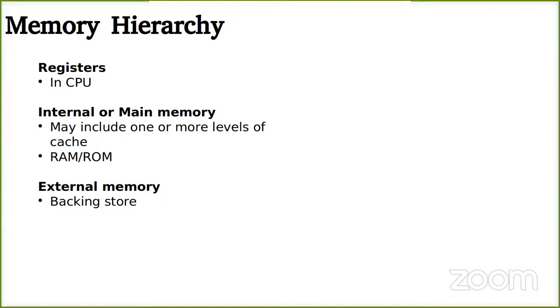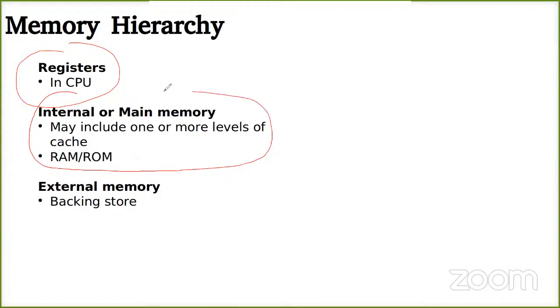All right. So when I talk of memory hierarchy, we know that registers are a part of your CPU. Then you have internal and main memory that are part of your RAM and ROM. And then you have external memory, that is your external hard disk, your CD-ROM and all. Then you have internal main memory, that is your ROM and your RAM. And you have cache and you have CPU.